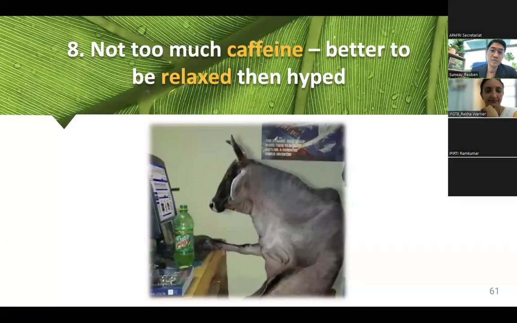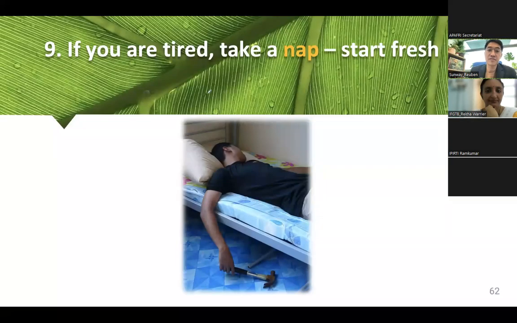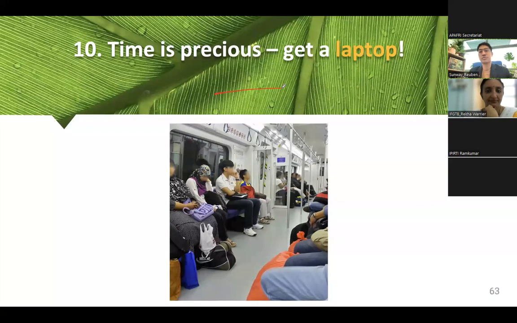Number 8, a lot of times we drink a lot of coffee and soda to keep awake, to try to write. Research has shown that it's actually better to be relaxed than hyped on caffeine. So if you're drinking too much coffee and trying to write papers, it might not be good. Better to do some exercise and feel relaxed when you write a paper. Number 9, if you're tired, take a nap and start fresh. A lot of times we try to cram so much into our work. We're tired, we try to squeeze out a few lines, not good. Always try to take a power nap before you start afresh. Number 10, time is precious.